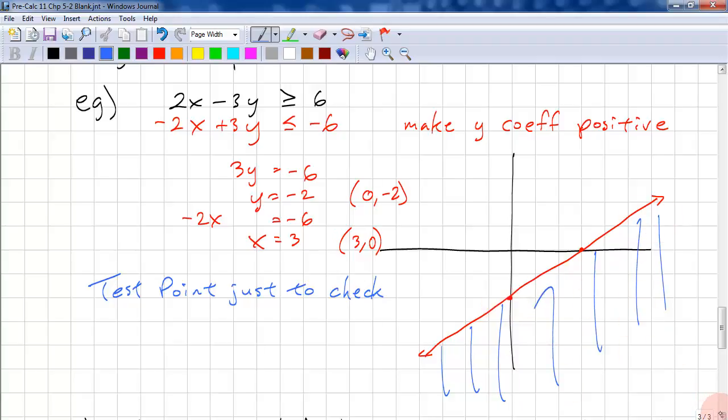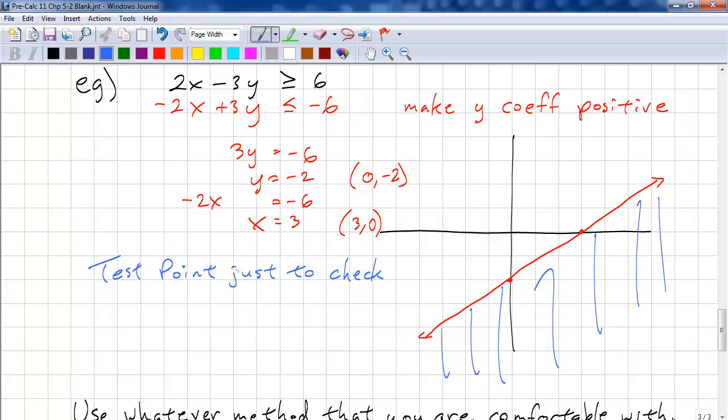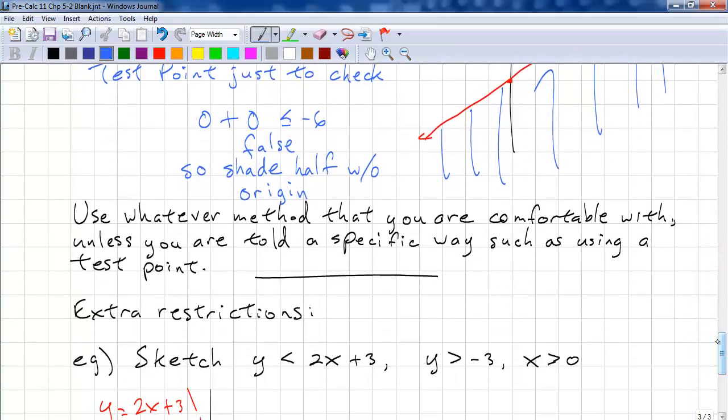And if you don't trust this, you can just use a test point until you do trust this method. We plug in 0 plus 0 is less than or equal to negative 6. This is false. So shade half without origin. So the origin is here, we shade this half. So use whatever method that you are comfortable with, unless you're told to use a specific way, such as using a test point.